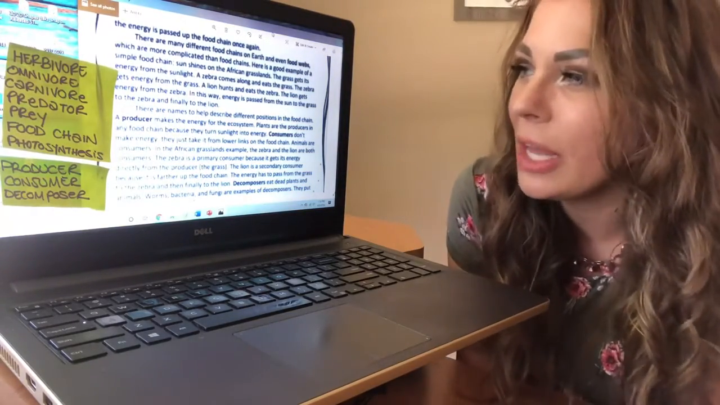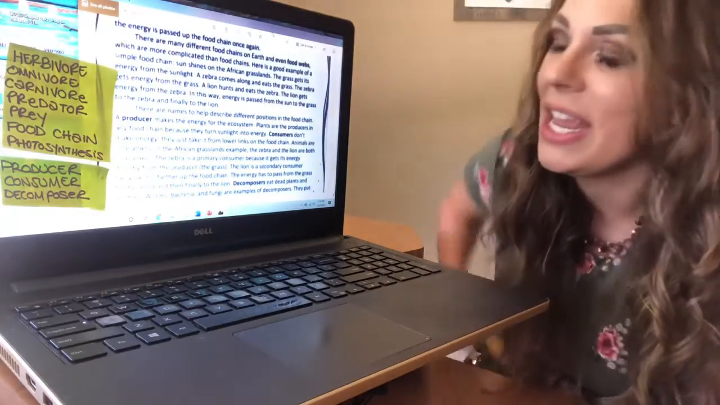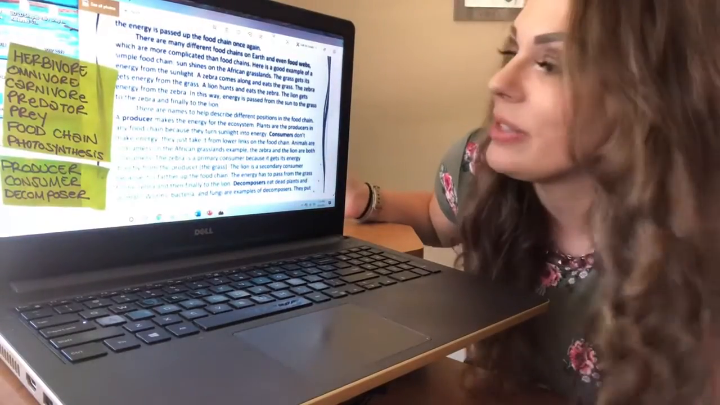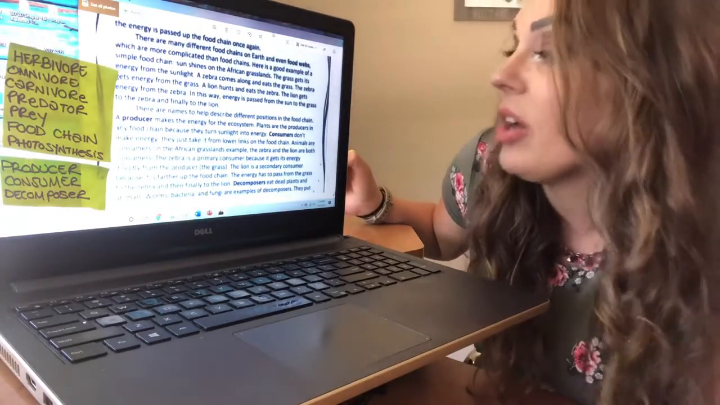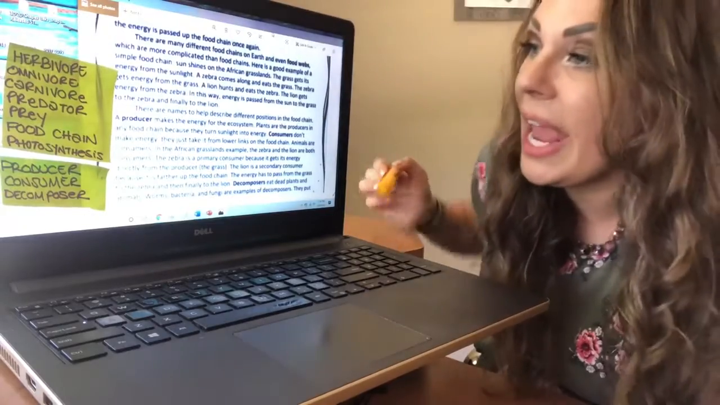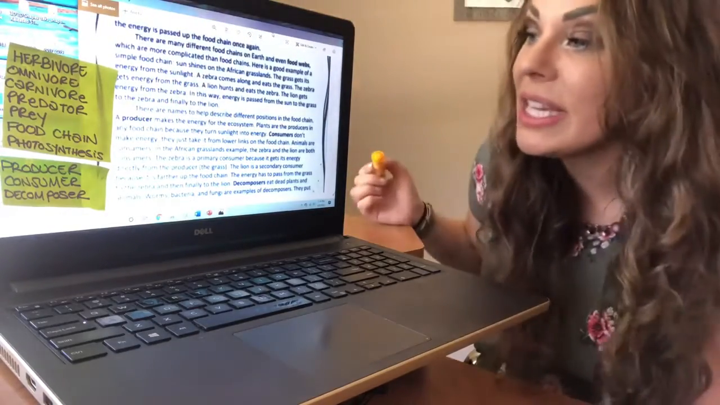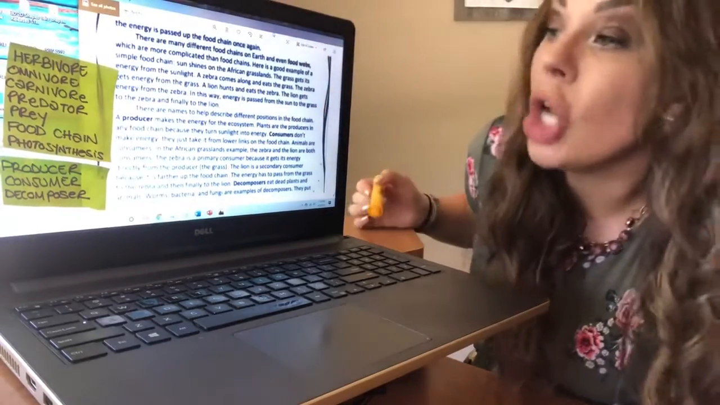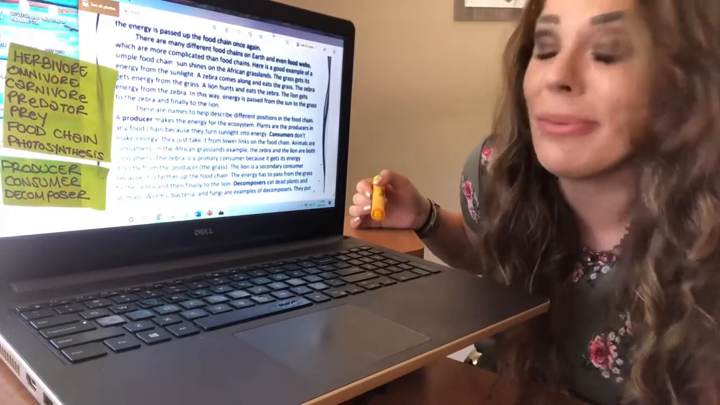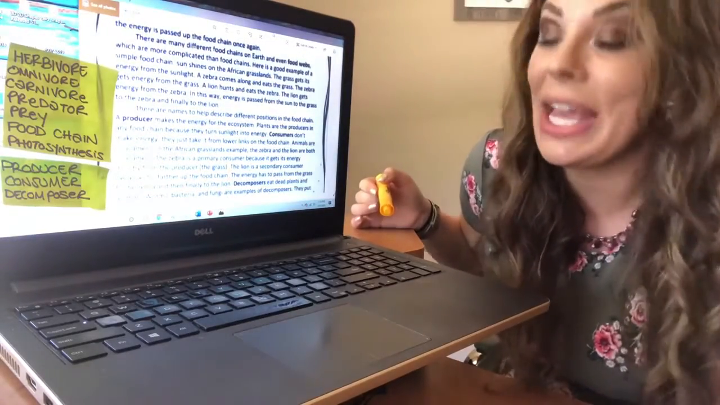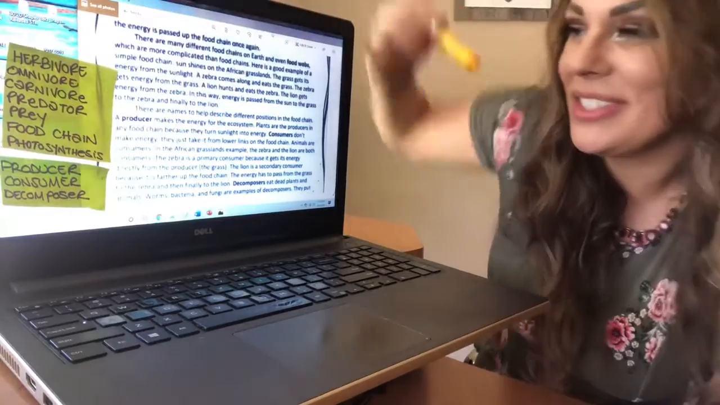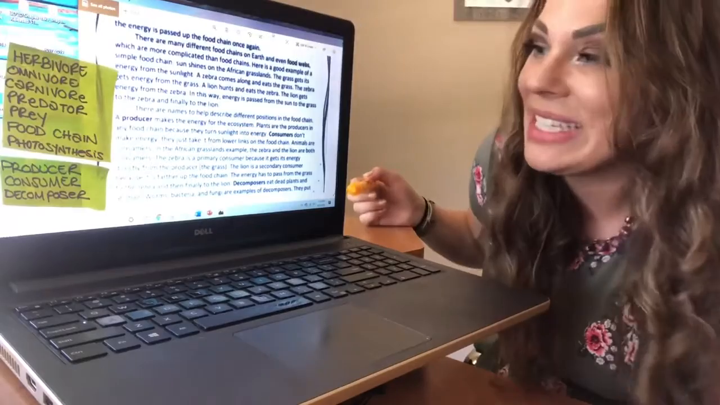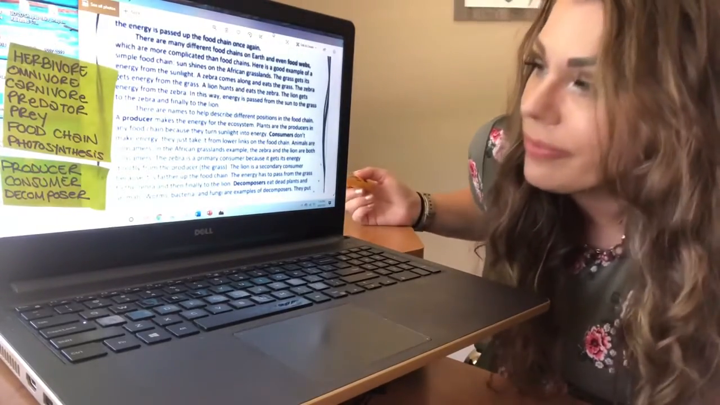There are names to help describe different positions in the food chain. A producer makes the energy for the ecosystem. Plants are the producers in any food chain because they turn sunlight into energy. Consumers don't make energy. They just take it from lower links on the food chain. Animals are consumers. The zebra is a primary consumer because it gets its energy directly from the producer, the grass.